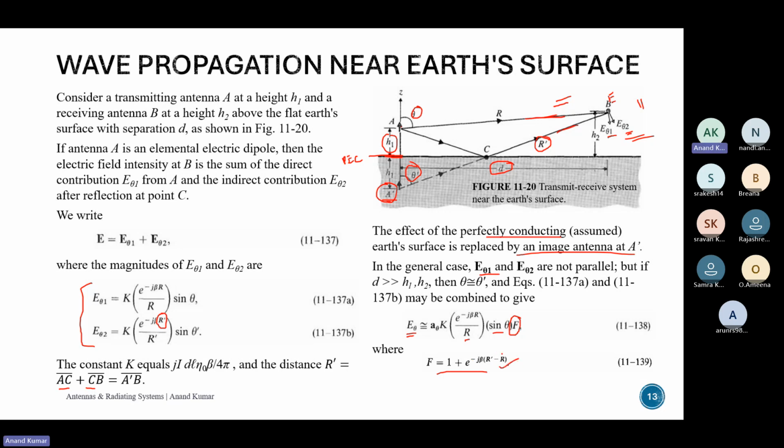Now, since this r dash minus r, if this was outside over here, we can just approximate r as very close to r dash. But if it is in phase, in that case, we cannot ignore it. We have to do a better approximation.